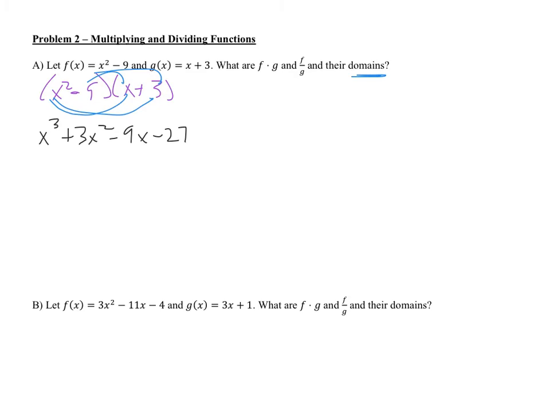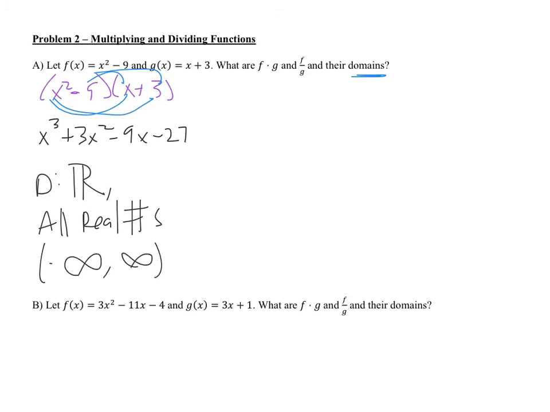So my domain here would be all real numbers, or you could say negative infinity to infinity. Now my division, my function of f, x squared minus 9 over x plus 3. Now actually, I can simplify this.